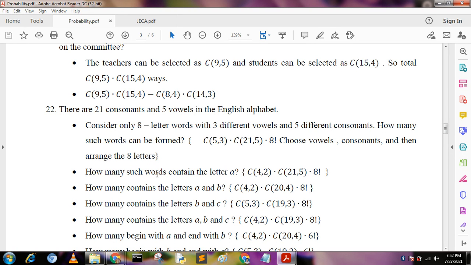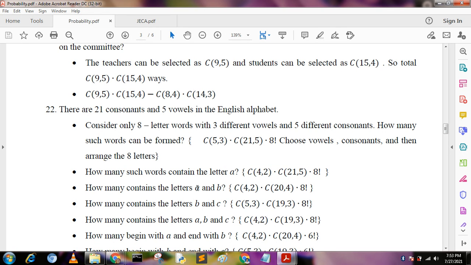Next question: how many such words contain the letter A? Here one vowel becomes fixed, so from the remaining 4 vowels we choose 2, so C(4,2). The consonants are not fixed, so C(21,5), and since the word has 8 letters, we get 8 factorial. This is the answer.